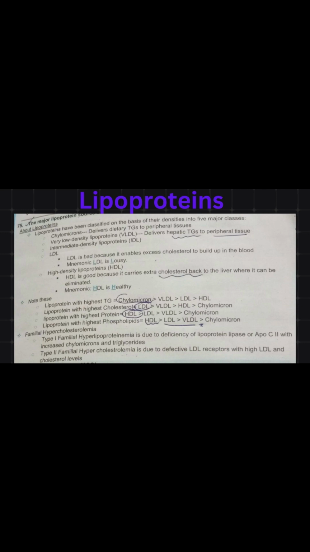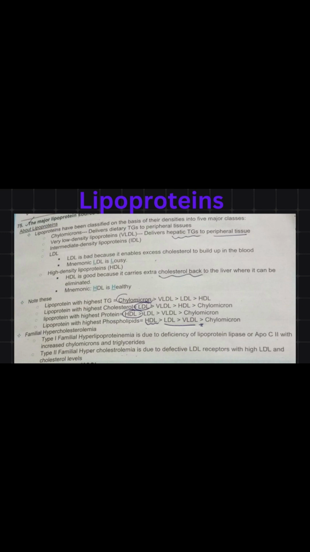Now let's discuss few disorders, type 1 hyperlipoproteinemia and type 2 which is familial hypercholesteremia. The type 1 familial hyperlipoproteinemia is due to deficiency of a lipoprotein lipase or ApoC2 with increase in chylomicrons and triglyceride. Whereas the other one, the type 2 hypercholesteremia, is due to the defective LDL receptors with high LDL and cholesterol level.